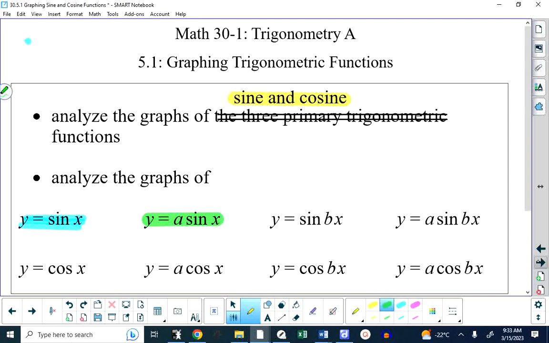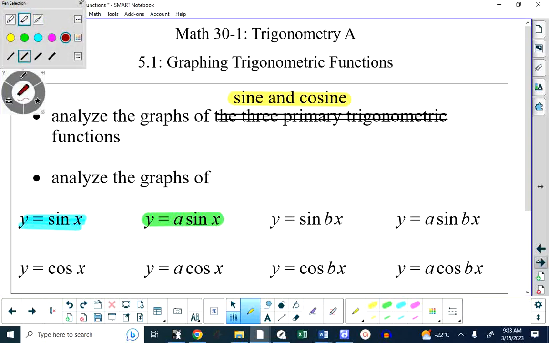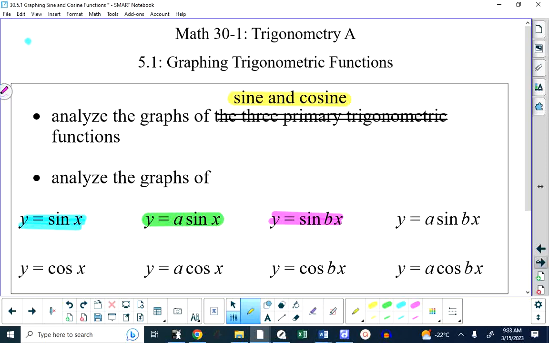You should be able to tell me what this function looks like in relation to the blue function. You should be able to say that the pink highlighted function will be the blue highlighted function stretched by a factor horizontally of 1 over b. So this a and this b concept is the same a and b that we talked about in Unit 1.